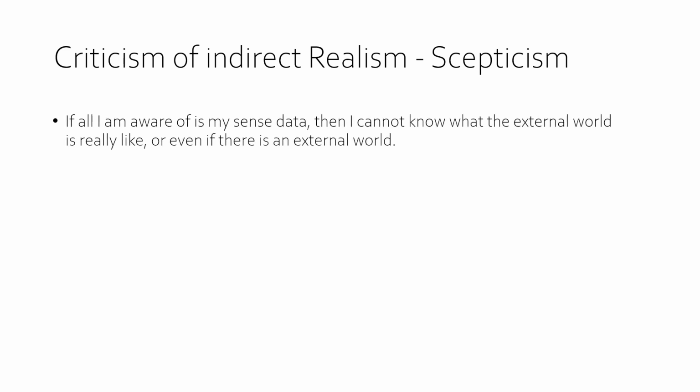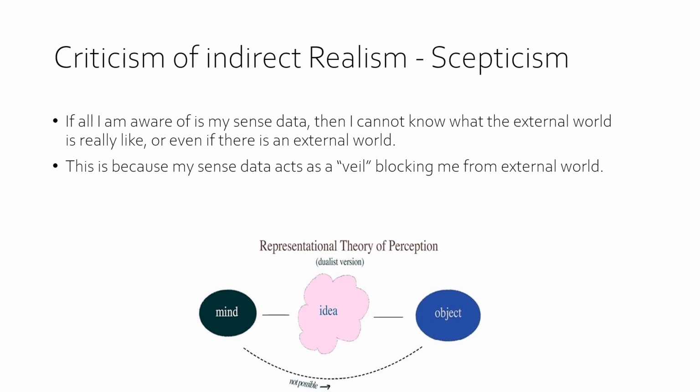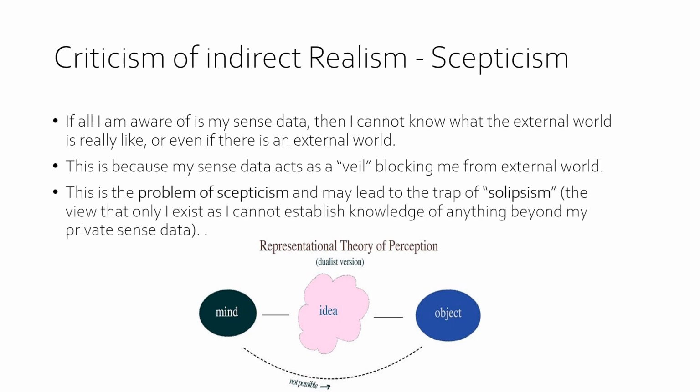If all I'm aware of is my sense data, then I can't know what the external world is really like, or even if there is an external world. This is because my sense data acts as a veil blocking me from the external world. It's not as if I can get outside of my sense data and see the external world as it really is. So this is the problem of skepticism, and may lead to the trap of solipsism, or the view that only I exist, my mind exists, as I can't establish knowledge of anything beyond my own private sense data.